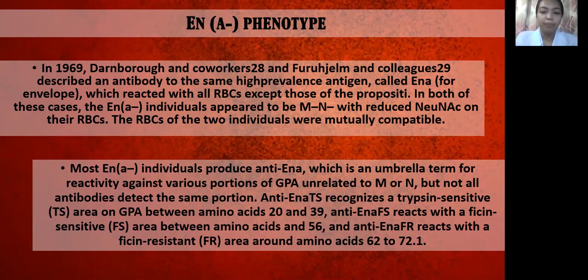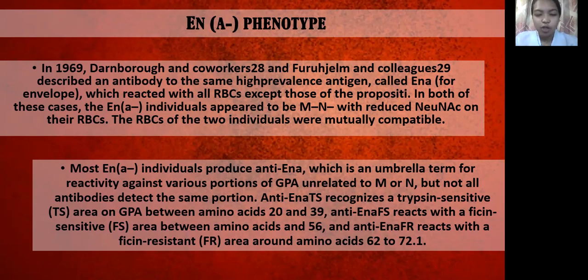So although the gene responsible for this phenotype has been termed EN, wherein it is now known as En(a-), the En(a-) phenotype has more than one origin. Most often the En(a-) phenotype results from homozygosity for a rare gene deletion at the GYPA locus. Consequently, no GPA is produced, but GPB is not affected.